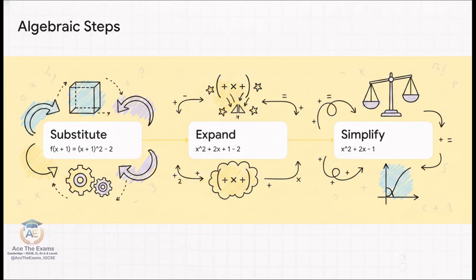Finally, we hit step 3. We simplify the expression. This is where we clean up the messy room. We just combine our constant numbers at the end. Positive 1 minus 2 gives us a negative 1, leaving us with a beautifully simplified, examiner-friendly composite function, x squared plus 2x minus 1. Boom. Full marks for the substitution phase.